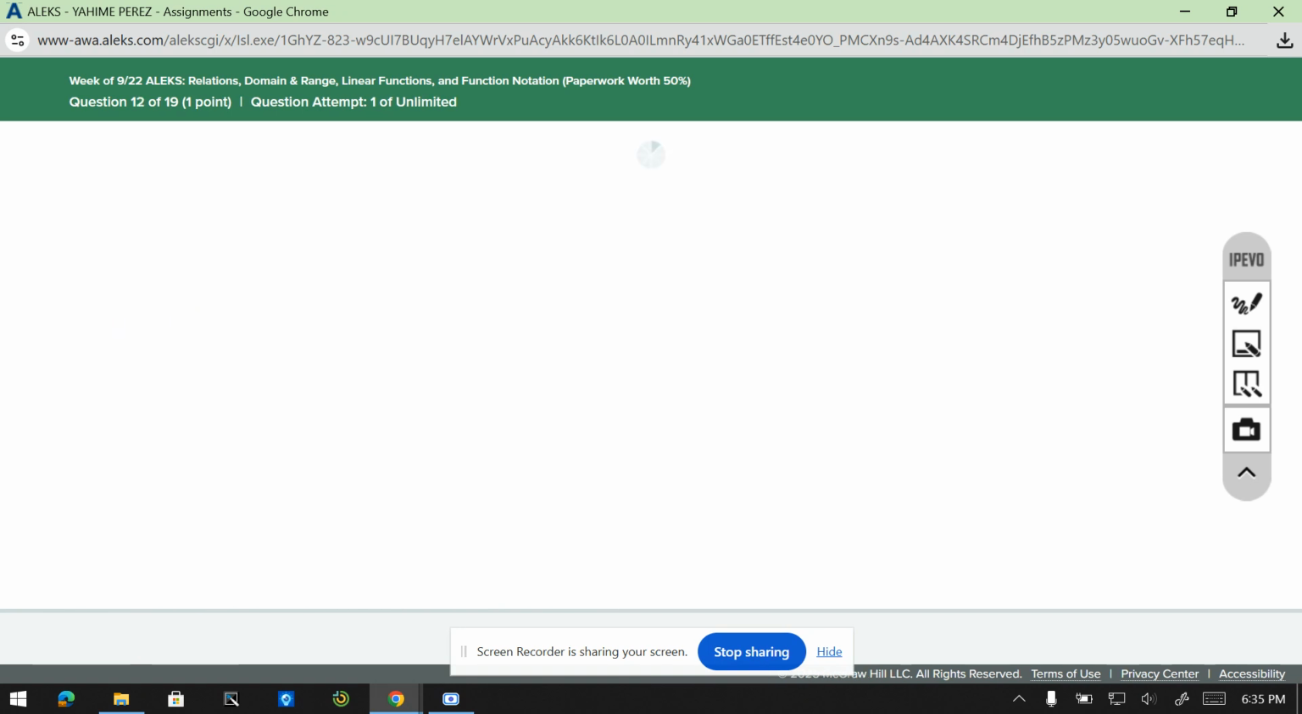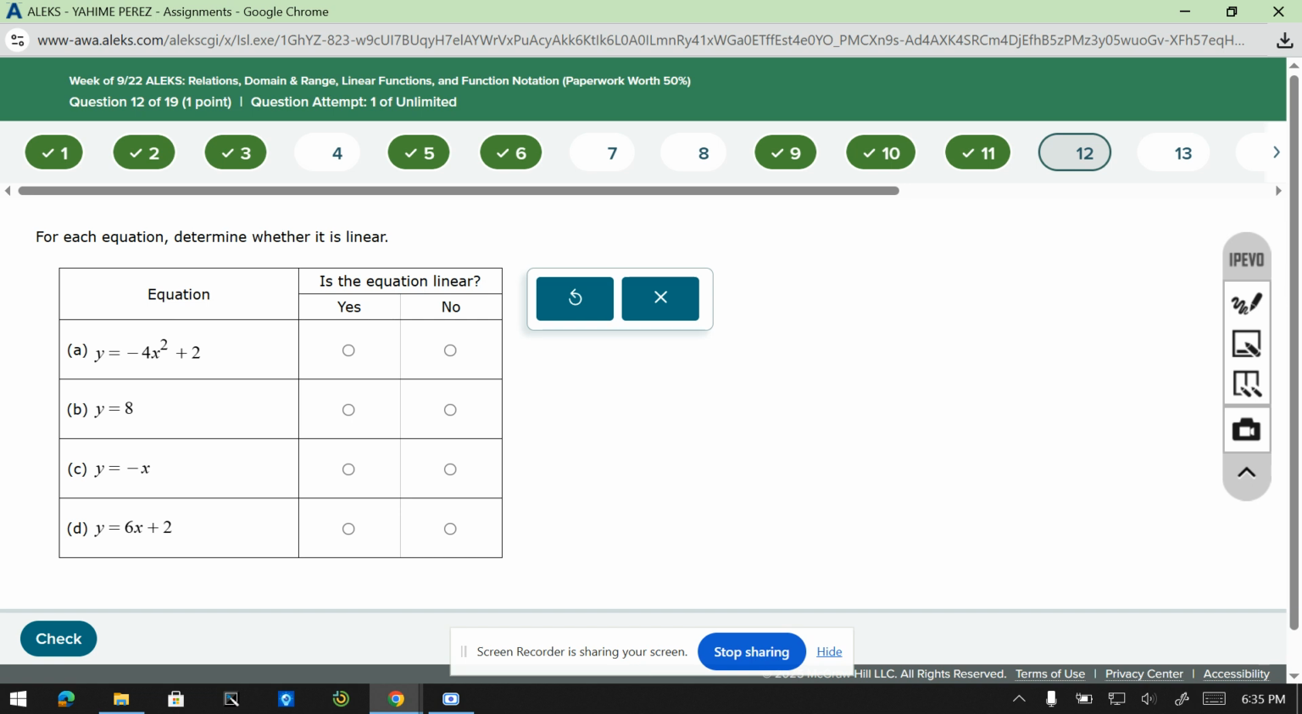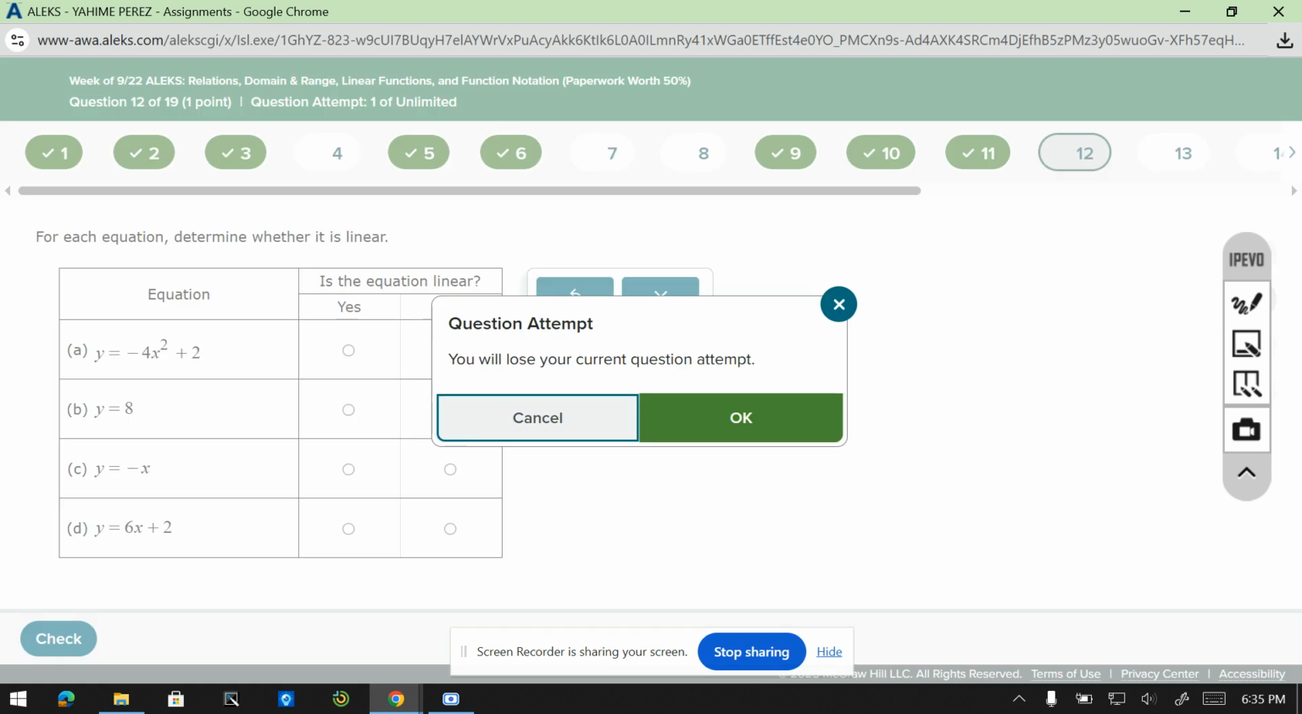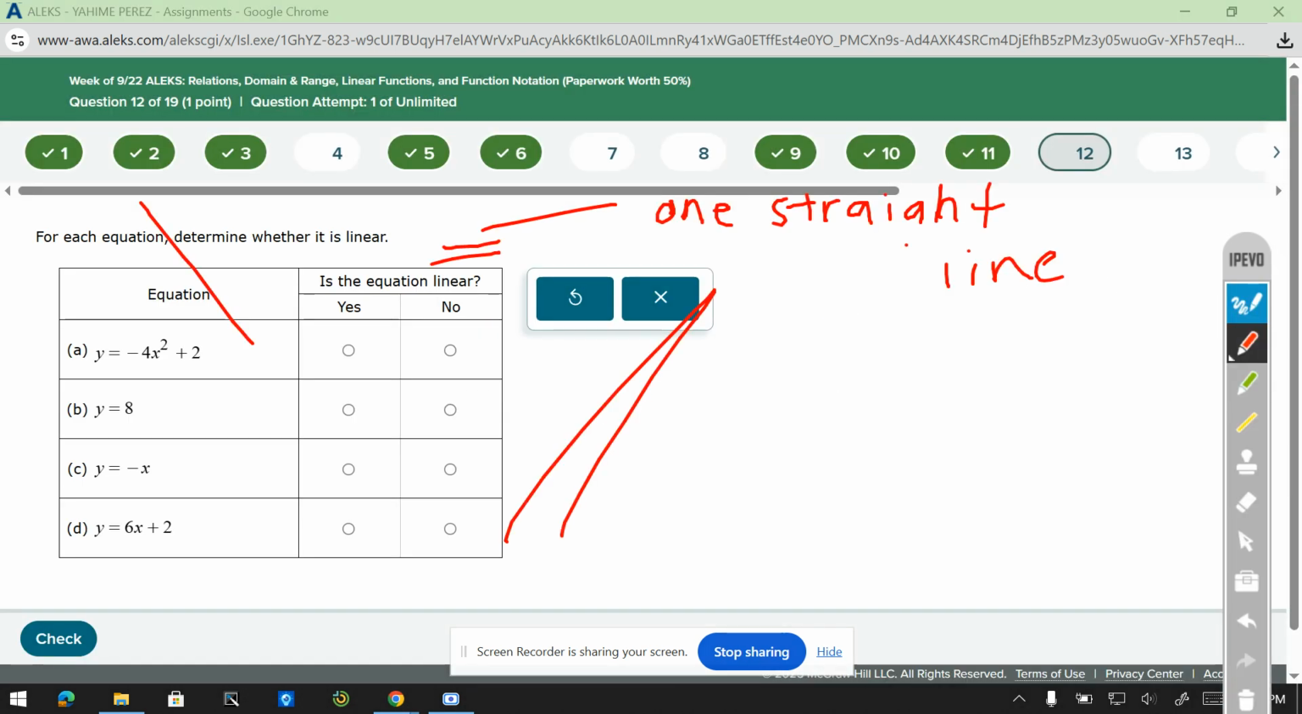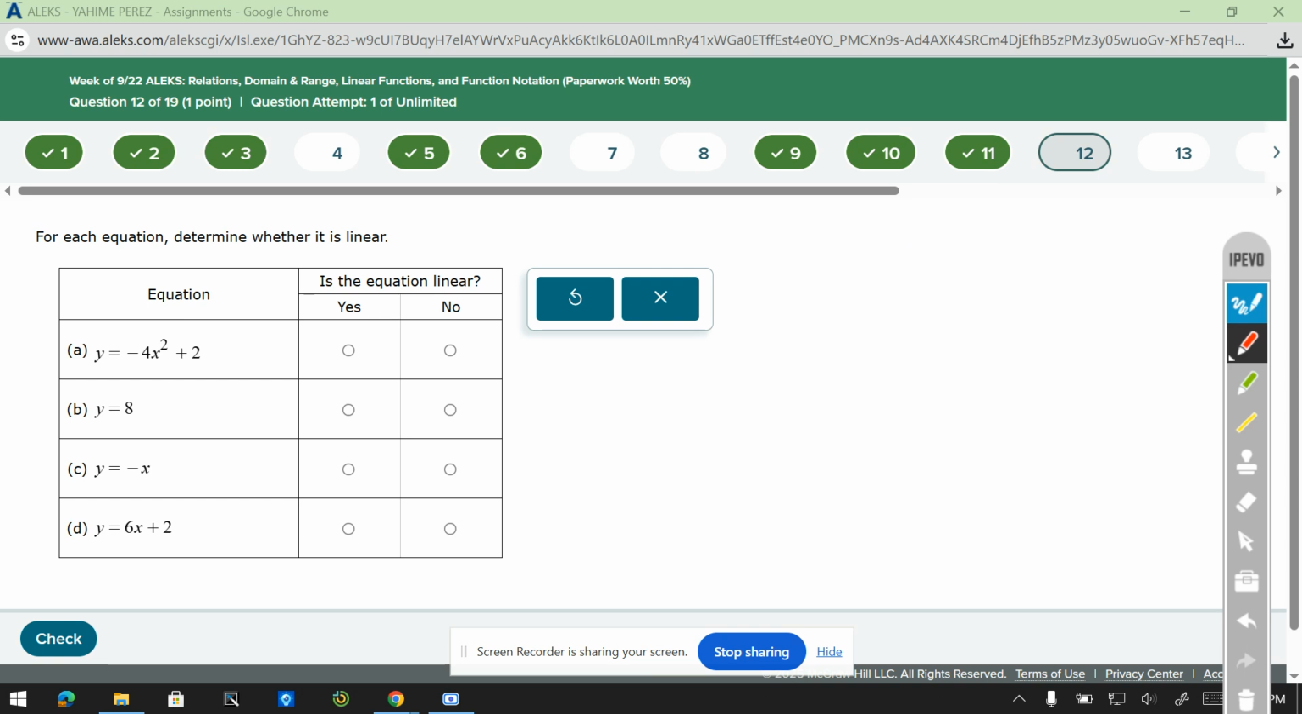Okay, moving on to 12. So what does a linear equation look like? Well, a linear equation, for example, like y equals 6x plus 7, something like that.